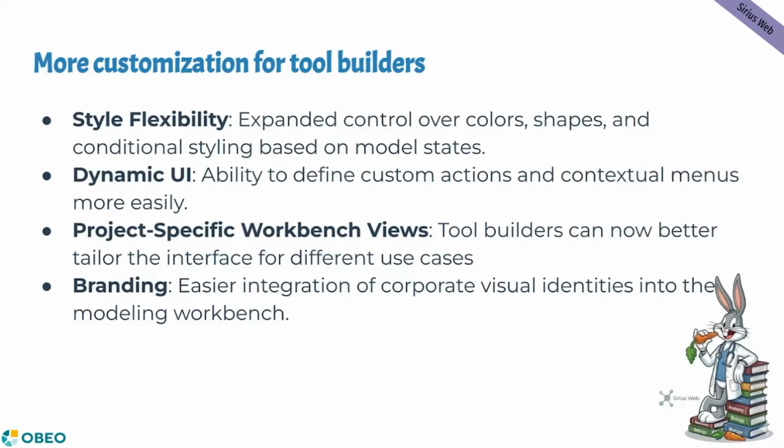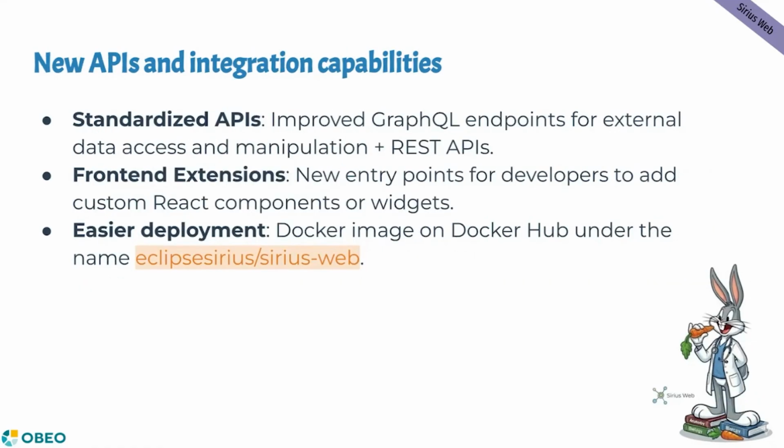This means that teams can go much further in aligning the Workbench with their own domain or their own corporate identity. So the platform is not only more powerful technically, it is also more adaptable as a product foundation. Another key topic for developers is integration. Sirius Web now provides improved GraphQL endpoints, a REST API, and new front-end extension points to add custom React components or widgets to existing representations. There's also an official Docker image now. So overall, the platform is becoming easier to connect to, easier to extend, and easier to deploy.